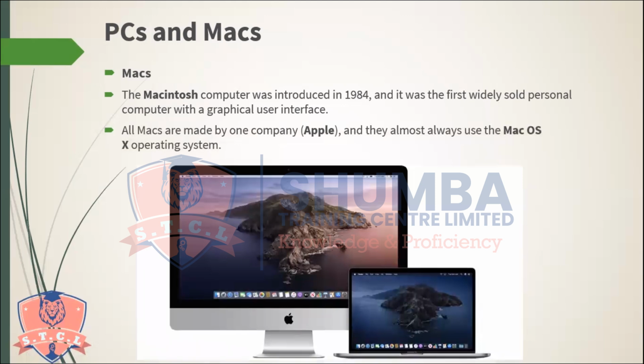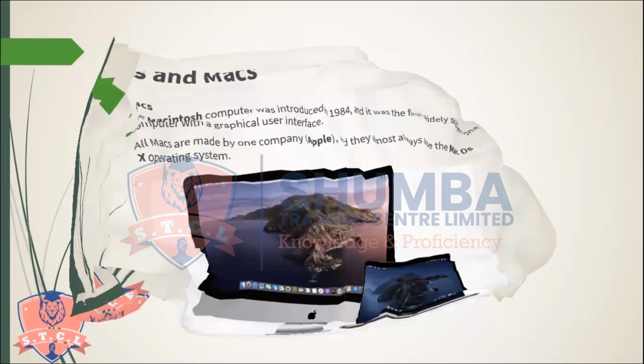This image right here is an example of a Mac computer. We have this Mac desktop and we have a Mac laptop. Both of these are running on the same type of operating system. I know you may be wondering what an operating system is, but don't worry, we are going to understand what an operating system is as we progress in this course, the Basic Computer Skills course.